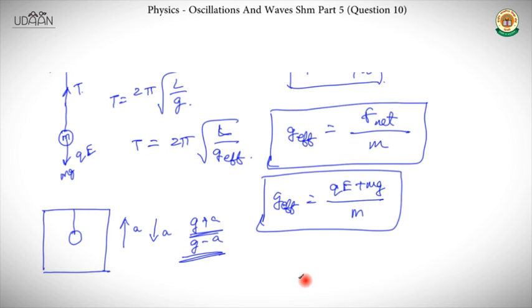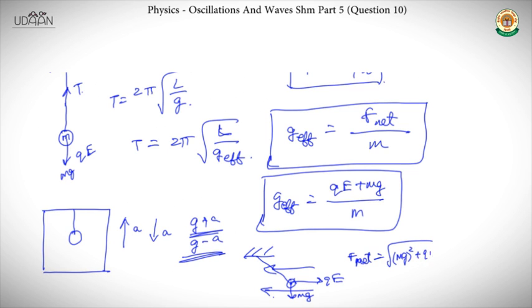In B bit, the electric field is horizontal. So when we draw the FBD, the force QE is to the right, and mg is downwards. Right. So the net force, since they are perpendicular and they are vectors, F net is under root mg square plus qe square. So F net divided by M will give you G effective, and substitute that in 2 pi under root L by G effective, you get the time period.